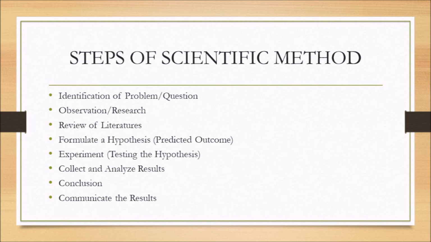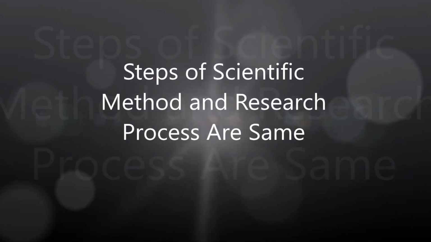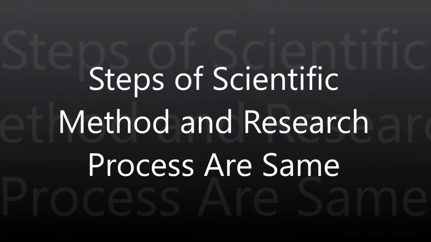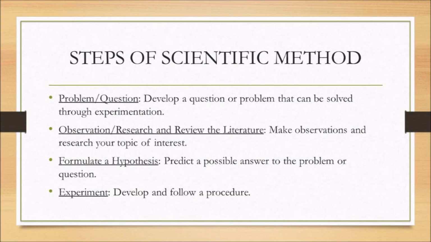Friends, the steps of the scientific method and the research process are the same. So I will explain these steps in detail while explaining the steps of the research process. Here, for your understanding, I explain briefly. Let us see one by one. The first step of the scientific method is problem or question. Here the investigator needs to develop a question or problem that can be solved through experimentation. The second step is observation or research.